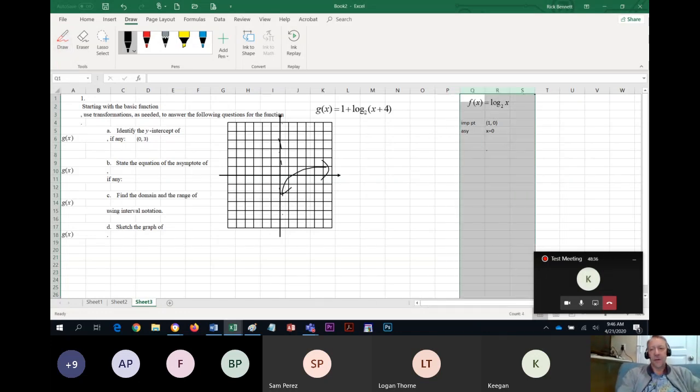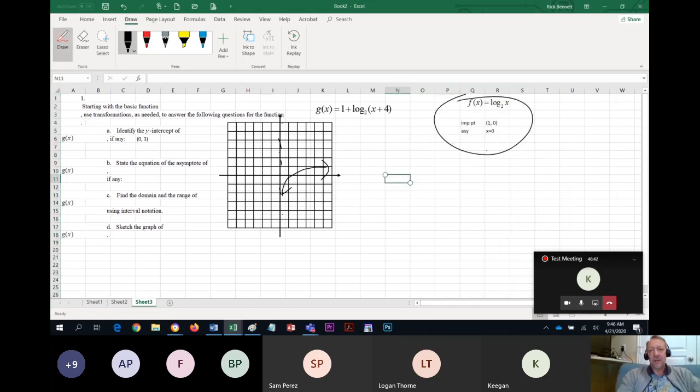I thought it was going to let me draw. Come on, stinker. Draw. That's the basic unshifted. That's your basic function right there.